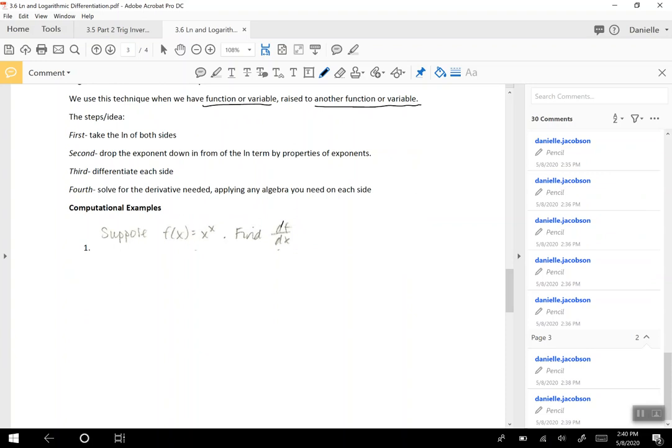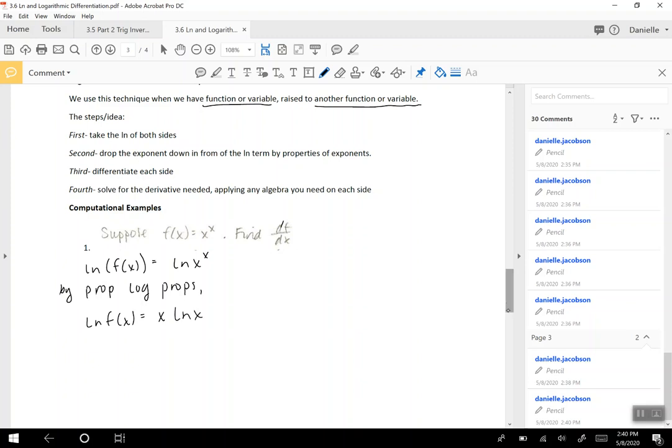So I'm going to do my first step, and I'm going to take the natural log of both sides of this equation. When I do so, I get ln of f of x equals ln of x to the x power. By log properties, and remember natural log is really log base e, so it's okay to say log properties there, I have ln of f of x is equivalent to the x dropping down in front to get x ln x.